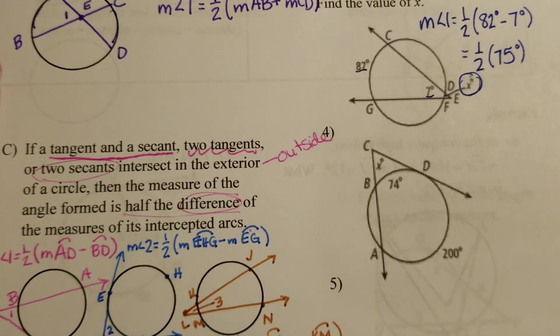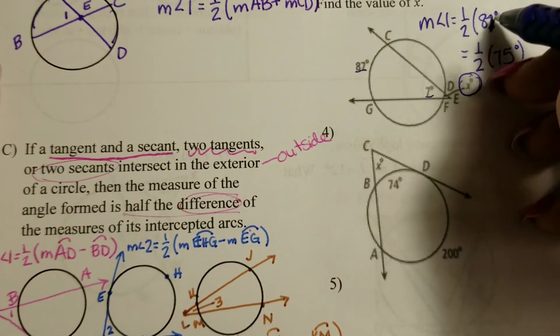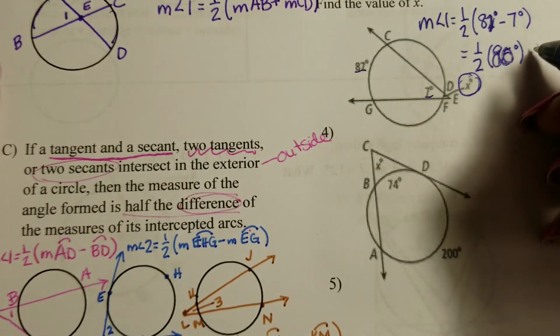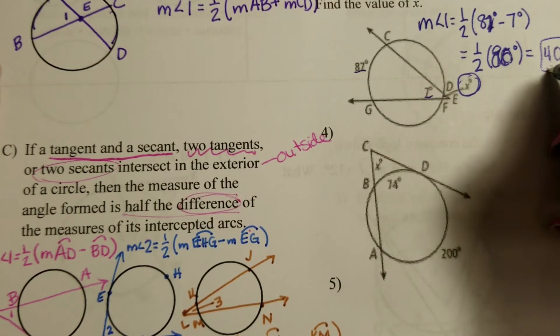Oops. Oh, I'm sorry, that's not a 2, that's a 7. So that's going to be 80 degrees. I knew something looked a little wrong. And half of 80 is 40 degrees.